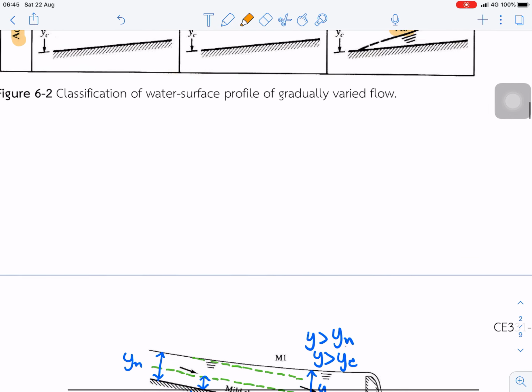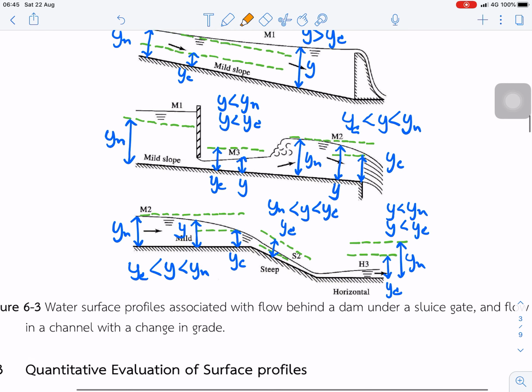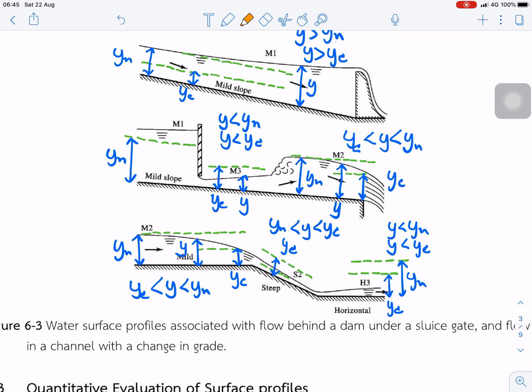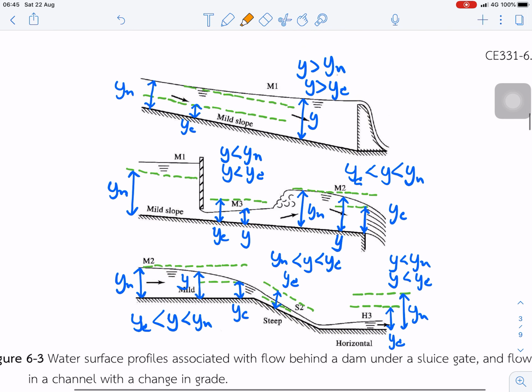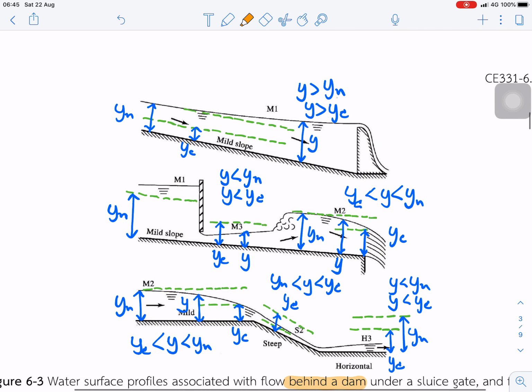And this figure shows water surface profiles associated with the flow along the profile of the channel. The first is behind a dam. So you can see that here we can classify the water surface profile as M1 because of the water depth: y is greater than yn, greater than yc. Because this is yn here and yc here.